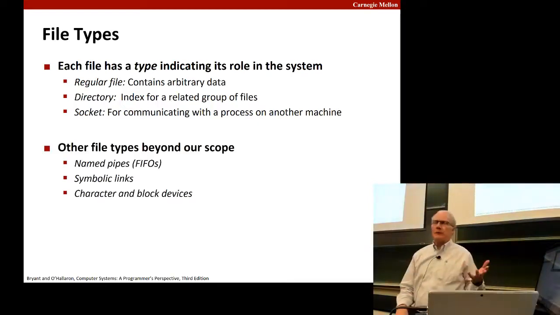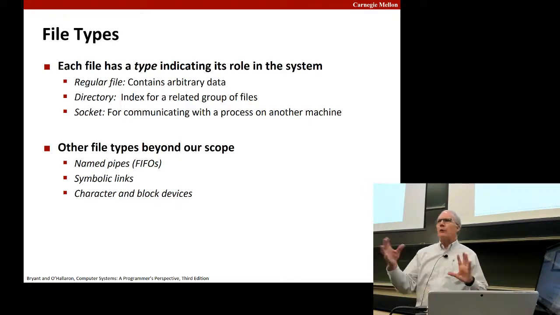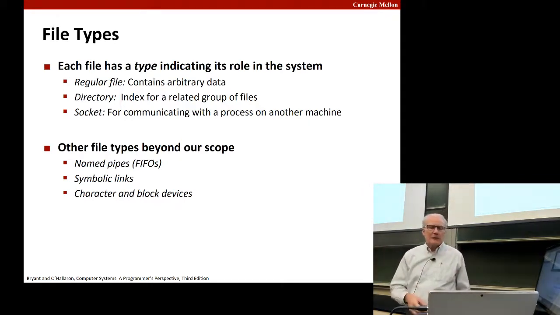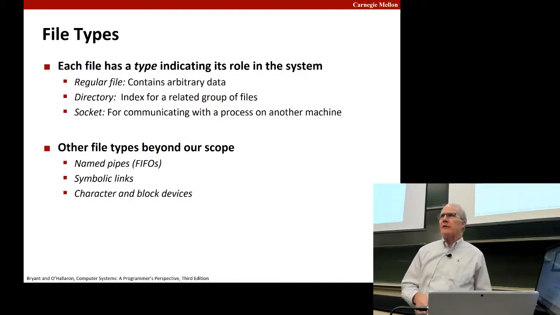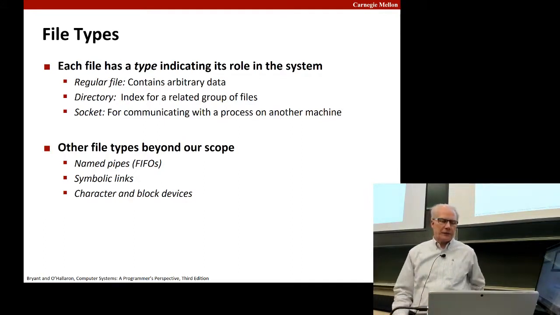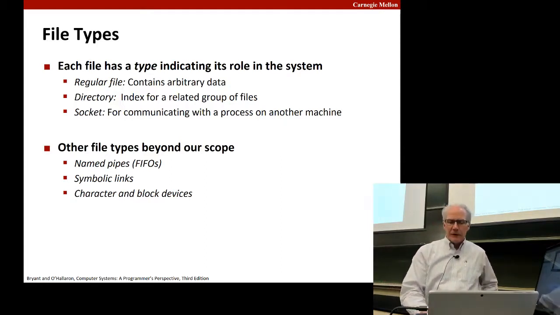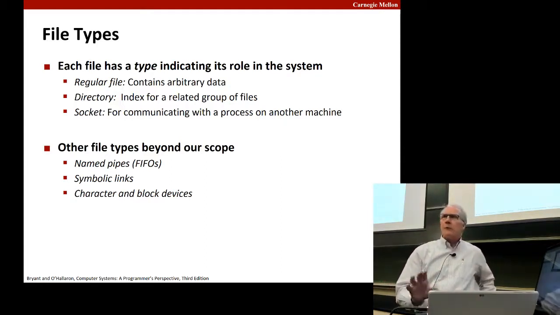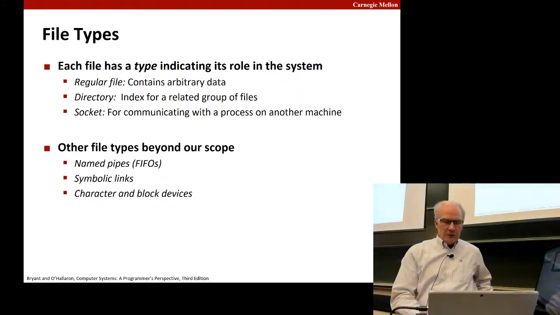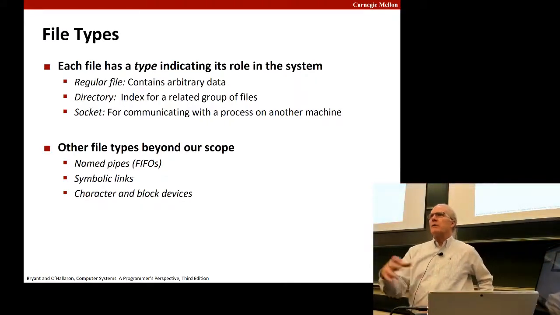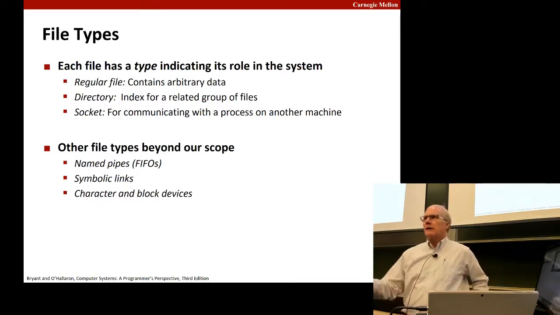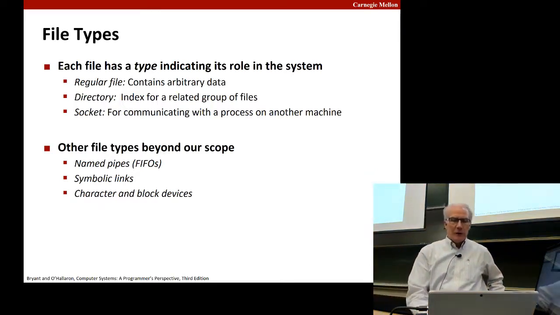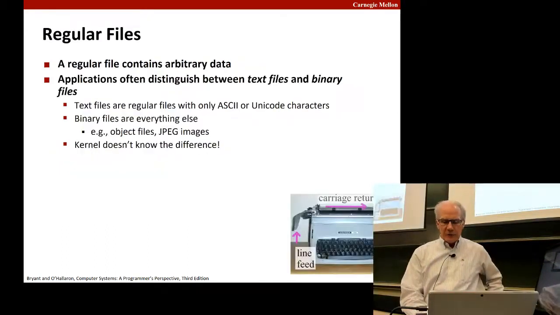Then there are other files that we won't really talk about. Pipes: if you've ever used the vertical bar for linking two programs together, that's called a pipe. We're not going to really talk about pipes. There's something called a symbolic link, which is a way you can create an alias for a file, and various other things that are interesting but not really part of the discussion today. So we'll mostly look at just regular files. Sockets will come later in the term when we start talking about networking, and as I mentioned, that will be relevant to some of your later assignments.